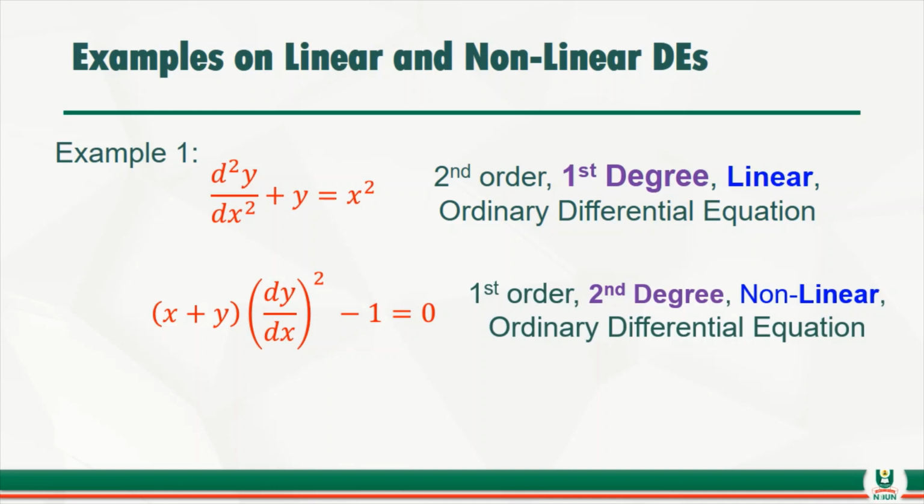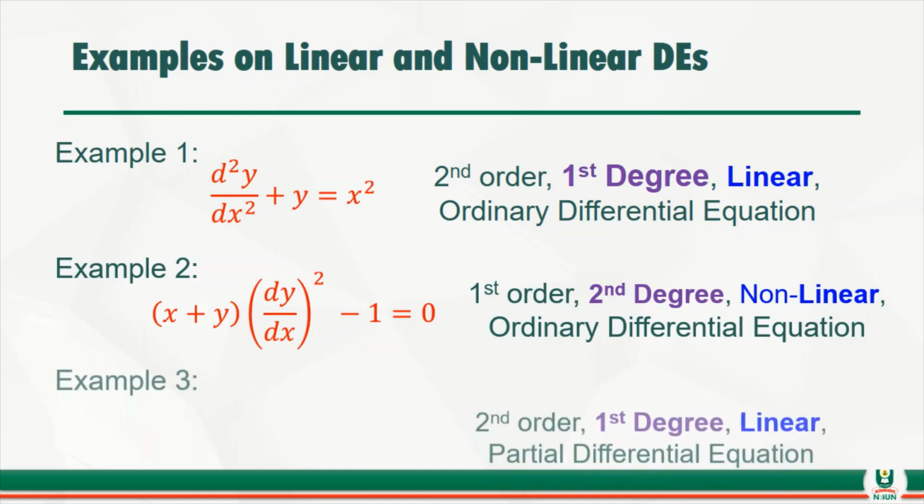Let's go to example 2. Here the dependent variable is y, and we have its derivative multiplying itself. That is why we refer to example 2 as second degree. You cannot say that if it's second degree, then definitely it's non-linear, but we can see that the derivatives are already multiplying themselves. So example 2 is a first order, second degree, non-linear ordinary differential equation. I don't think I need to explain again why I call it ordinary, because you can see that here we have one dependent and one independent variable.